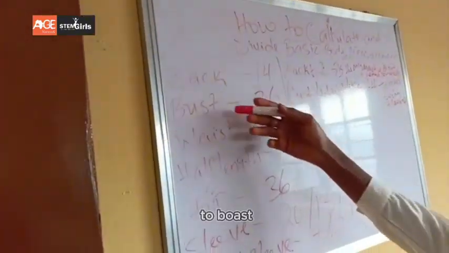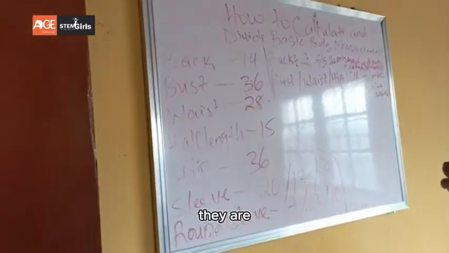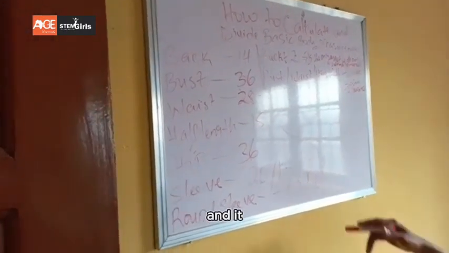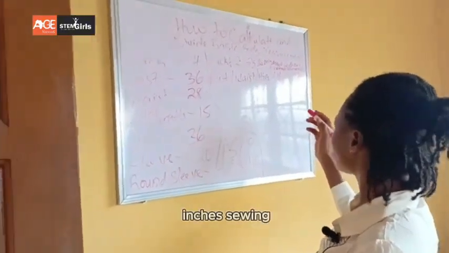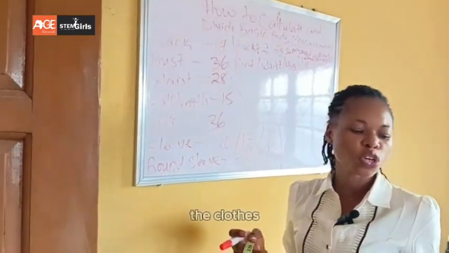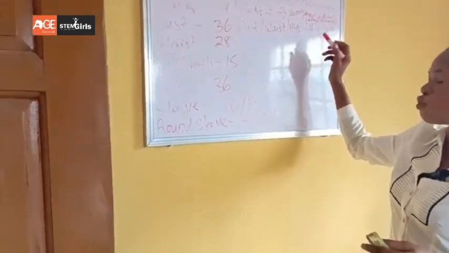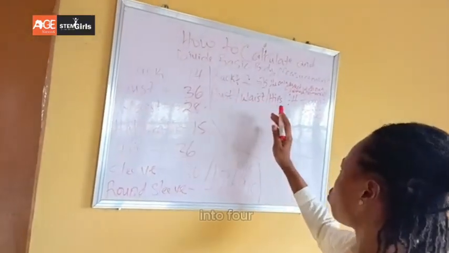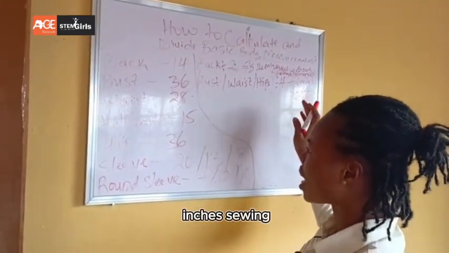But when it comes to the bust, the waist and the hips, they are the aspects that will be divided into 4 places, and will have 2 inches sewing allowance. We all know that before cutting, the cloth has to be folded into 4 places, which means that's why you have to divide your measurement into 4. After dividing into 4, you add your 2 inches sewing allowance.